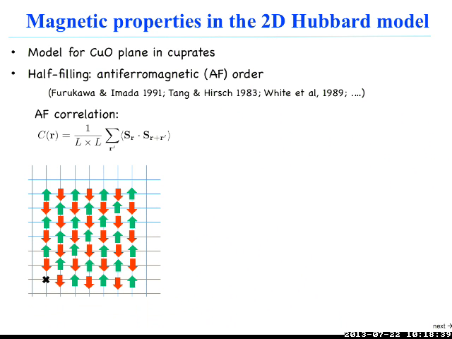At half filling, I mentioned its antiferromagnetic order, and this is a schematic representation of a spin-spin correlation. If you calculate the ground state spin-spin correlation by sitting at one particular lattice site and asking, what is the spin? If I have an up spin, what's the correlation? Then this is the pattern.